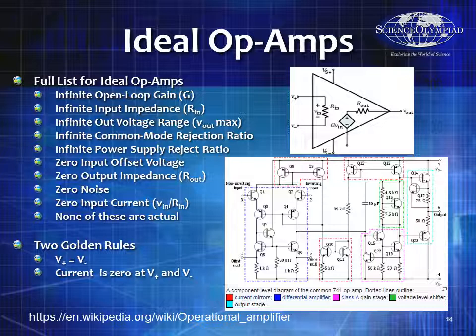But the two rules for an op amp that you should always remember is that if it's an ideal op amp, V plus is equal to V minus, always. And the current going in to V plus and the current going in or coming out of V minus are also 0. You follow those two rules, you can solve any op amp problem.